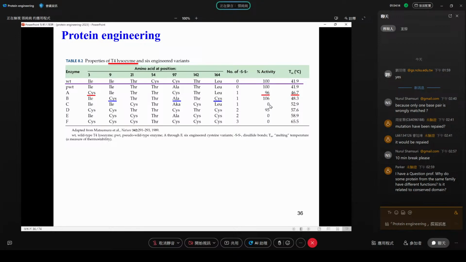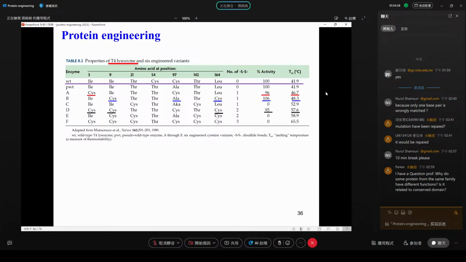Even this one is pretty good, right? They can maintain at 48 degrees and still maintain activity. And later on, when they add something more in this residue, they can even maintain 95% of activity. They can tolerate an even higher temperature.